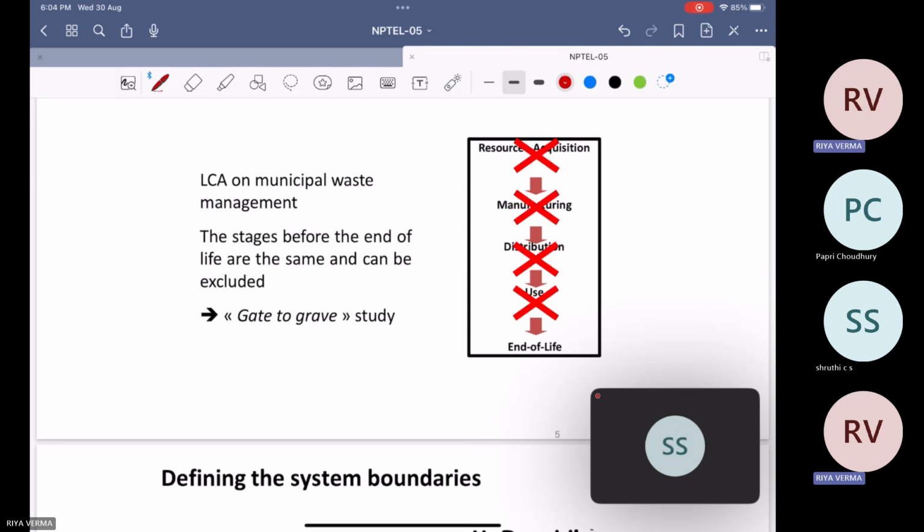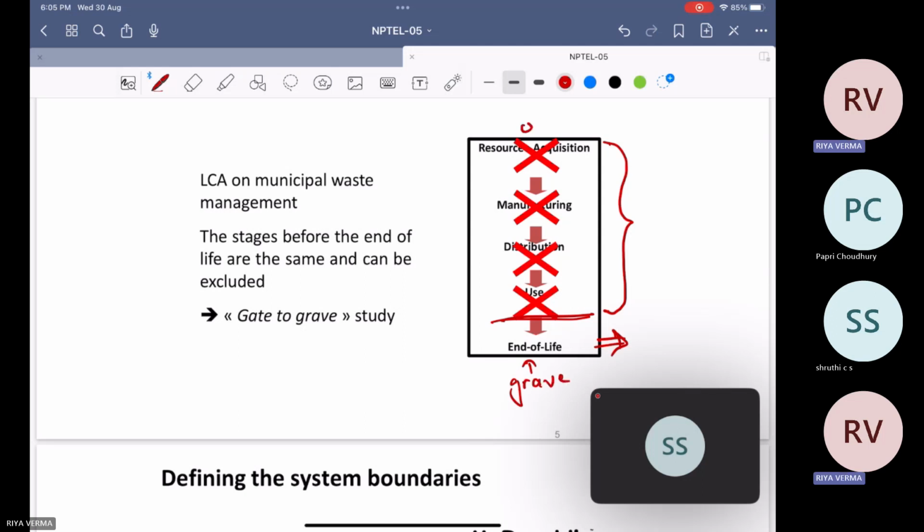This type of study will exclude the stages before the end of life phase, since for the municipal solid waste management system, all these stages will be the same for the same type of product. So we are only concerned here about the end of life phase, and this type of study is known as gate to grave, because after the use phase, this is your grave, right?